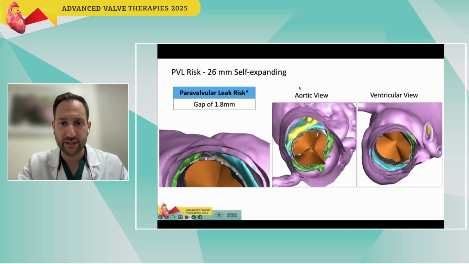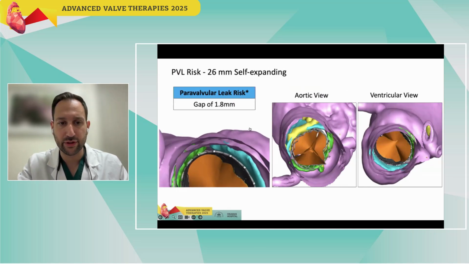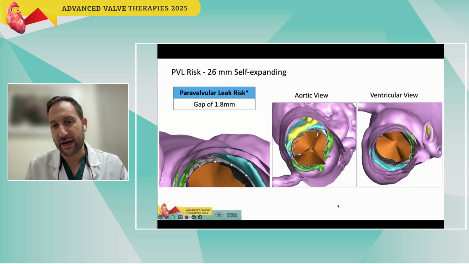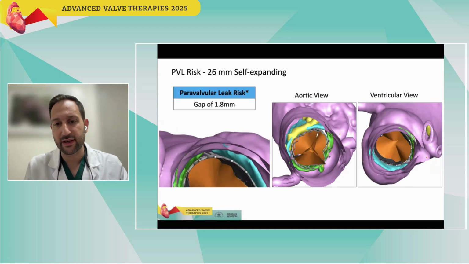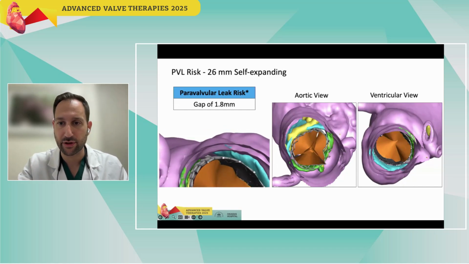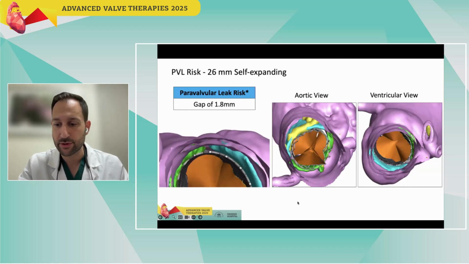And here we also simulated a self-expanding valve, the Evolut in this case. And due to the elliptical shape of the annulus and the aortic root in this case of bicuspid valve, we could see a gap of 1.8 millimeters here in the aortic view, as you can appreciate also.